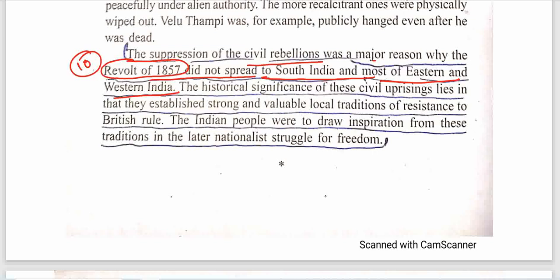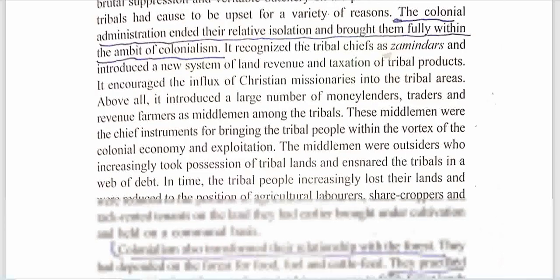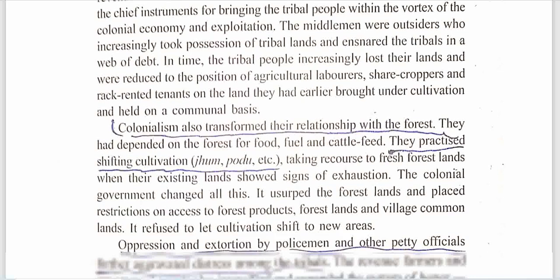The historical significance of these civil uprisings lies in that they established a strong and valuable local tradition of resistance to British rule. The Indian people were to draw inspiration from these traditions in their later nationalist struggle for freedom. The tribal people, okay, these are not so important. The colonial administration ended their relative isolation and brought them fully within the ambit of colonialism. Okay, I don't think these are lines I should add in my notes.